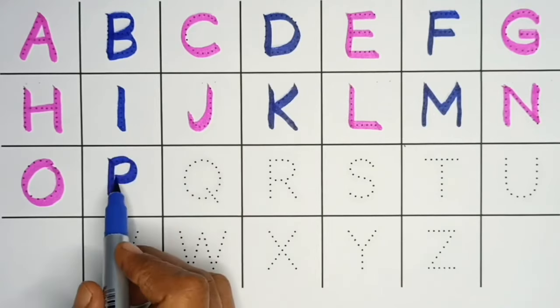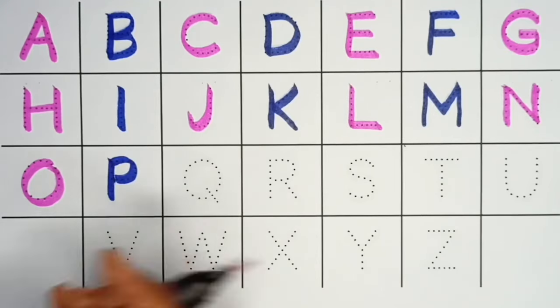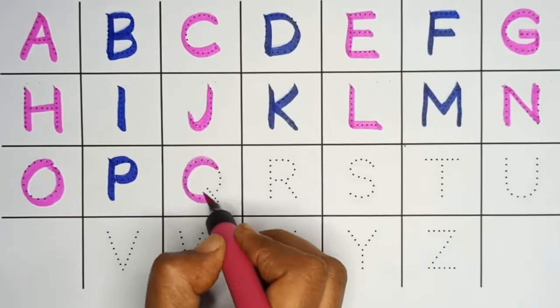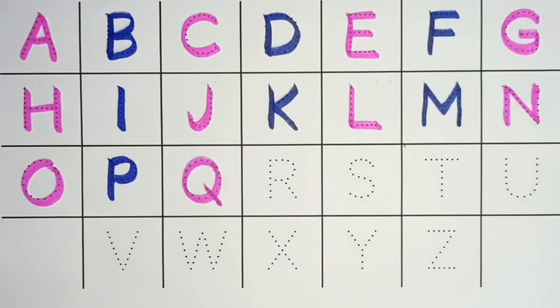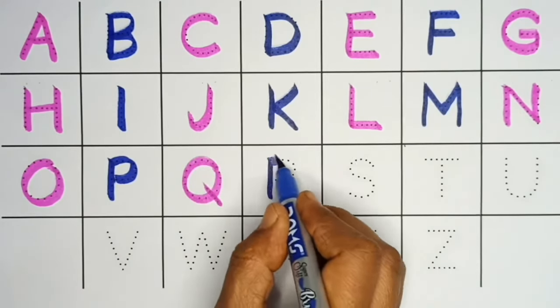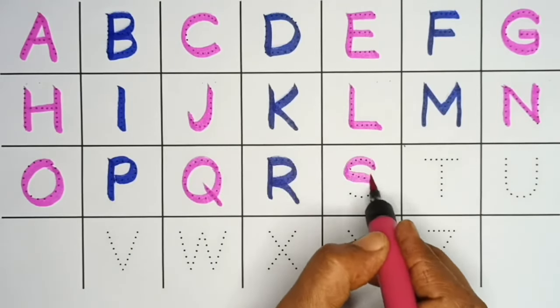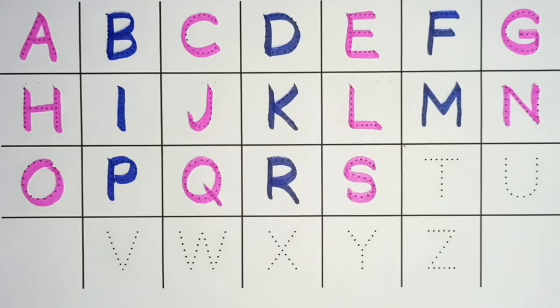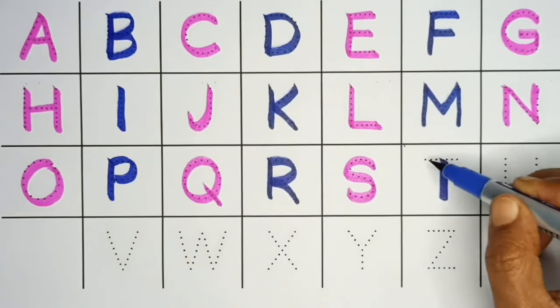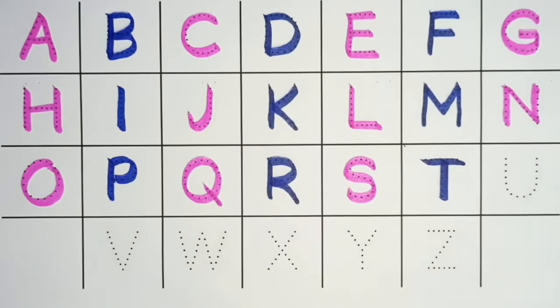P for parrot. Q for queen. R for rabbit. S for sheep. T for tree. U for umbrella.